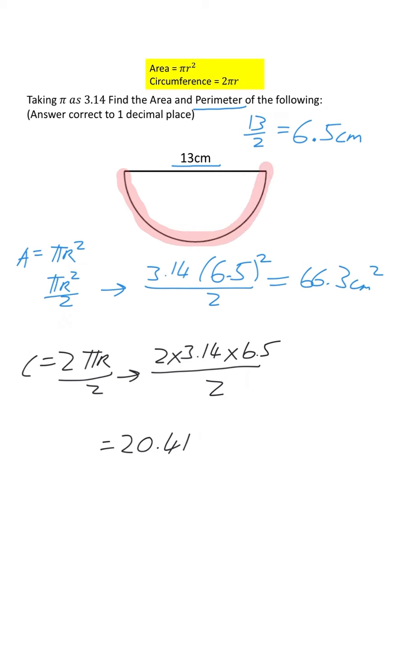Now, seeing as it's perimeter, and we just found what this curved part is, 20.41 centimeters, we also need to add in the straight part here, which is 13 centimeters. So I'm going to add on 13 centimeters because that's the straight distance that we need to take into account, because perimeter, remember, is the distance around all of the shape. Adding these together, we get 33.41. We want it to one decimal place, so we have 33.4 centimeters.